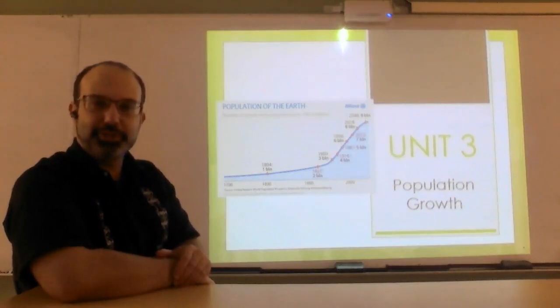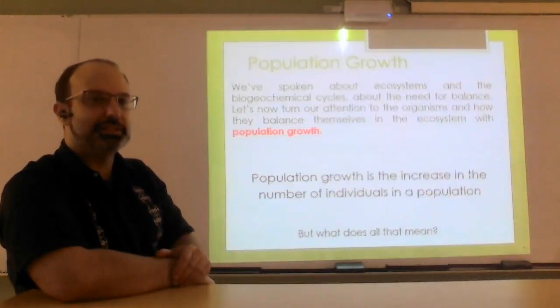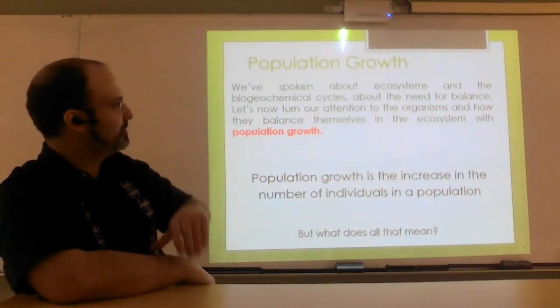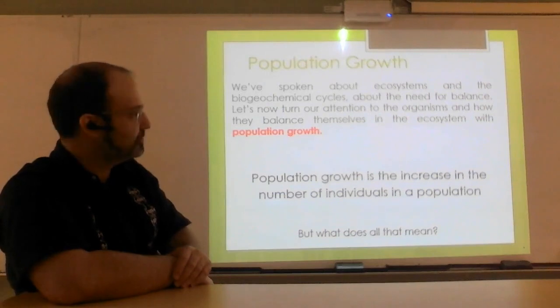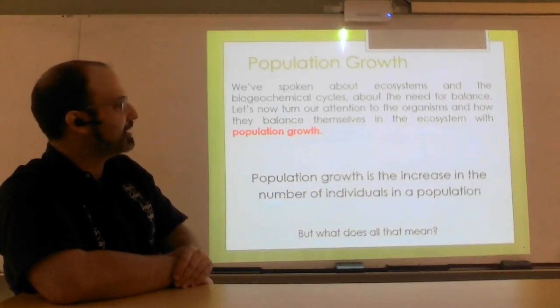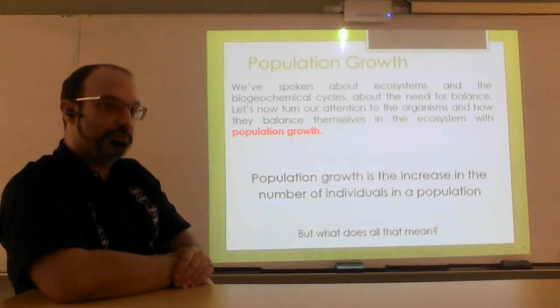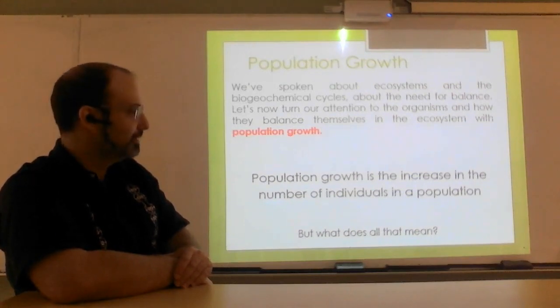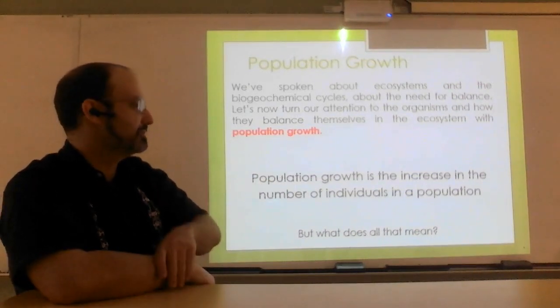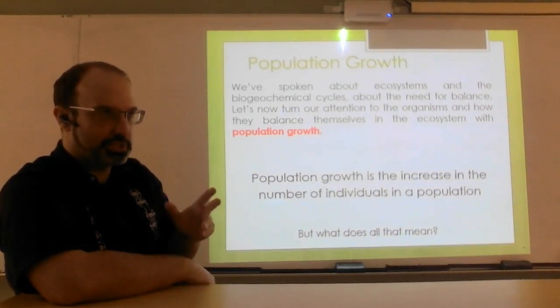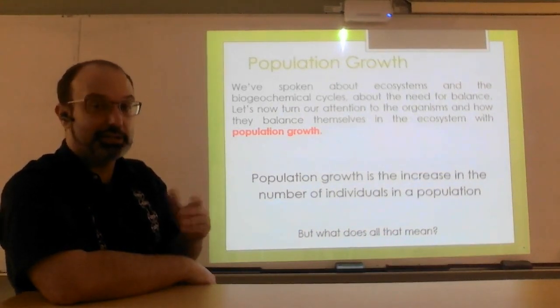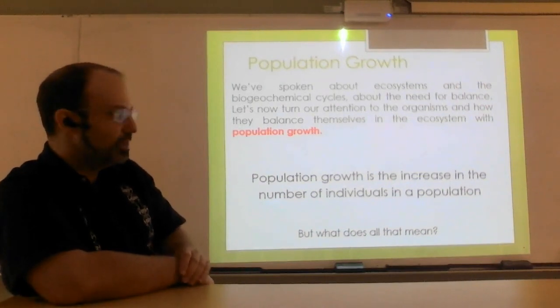Here we are, population growth. All right, let's dig into this. We've spoken about ecosystems, the biogeochemical cycles, the need for balance. Now we're going to turn our attention to the organisms and how they balance themselves in the ecosystem through the form of population growth. Population growth is the increase of the number of individuals in a population, generally speaking. I mean, it could also decrease, but that's generally called population decline, but details.